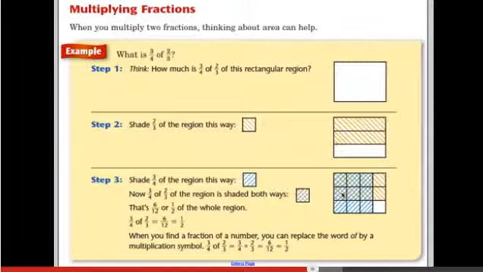Well, the part that is overlapping here, that's crisscrossed in both ways, is the answer. Okay, so I just look, it is 6 boxes out of 12 total boxes. So it's 6/12, or 1/2, of the whole region. Okay, pretty cool how that works out. I'm looking for the part that gets doubly shaded.